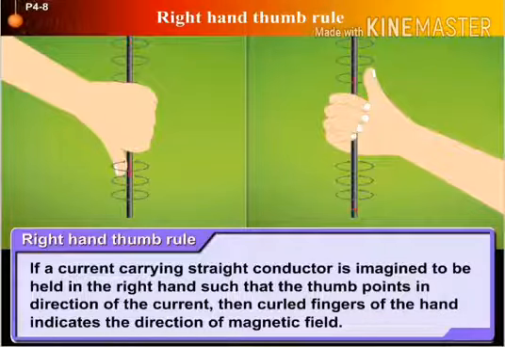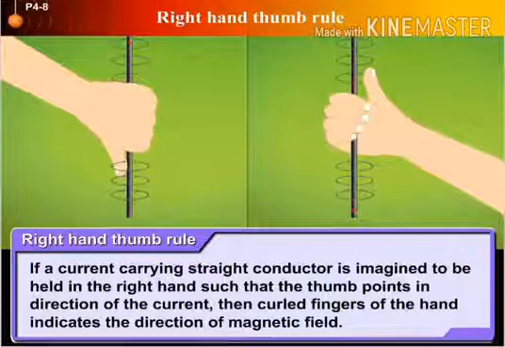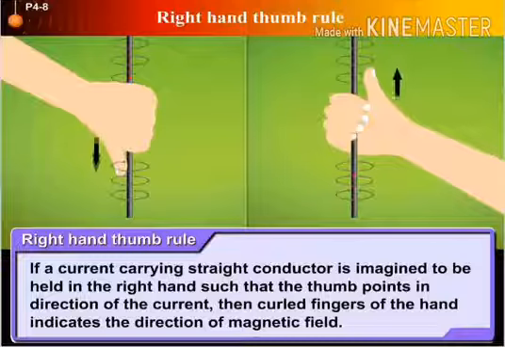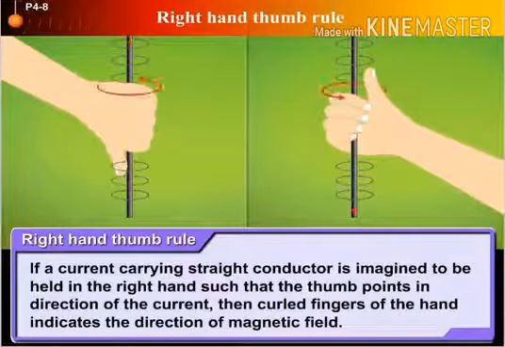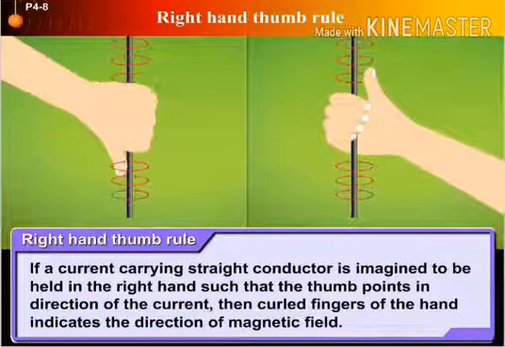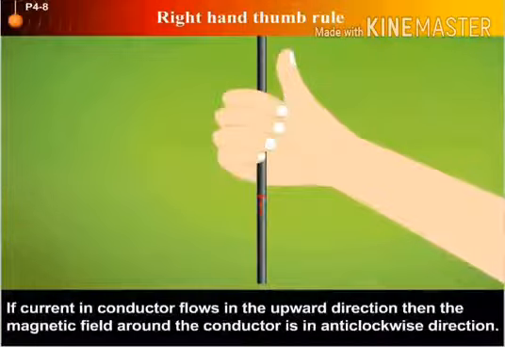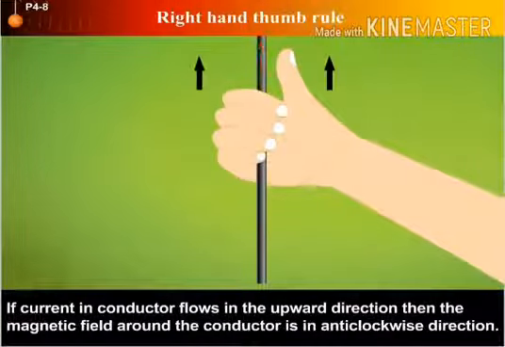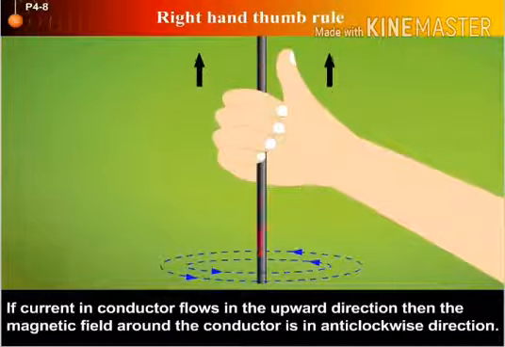James Clerk Maxwell's right-hand thumb rule is used to find the direction of magnetic field around a straight current carrying conductor. According to the right-hand thumb rule, hold a current carrying conductor with the right hand in such a way that the thumb points in the direction of the current. The direction in which the other fingers encircle the conductor gives the direction of the magnetic field.